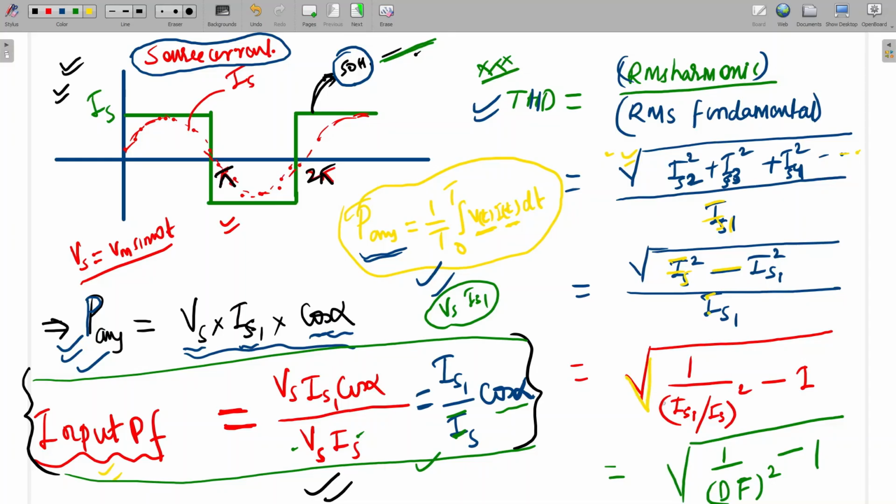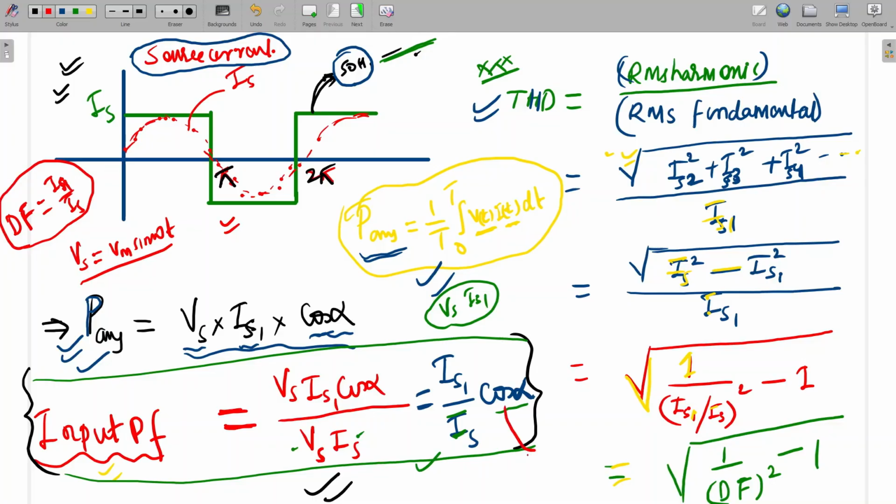So we can write like this: 1 divided by (IS1 by IS) whole square minus 1. Further it will be 1 by DF square minus 1. So what is DF? DF means distortion factor. Distortion factor is equal to IS1 by IS. So this we have to remember. What is distortion factor? It is IS1 by IS.